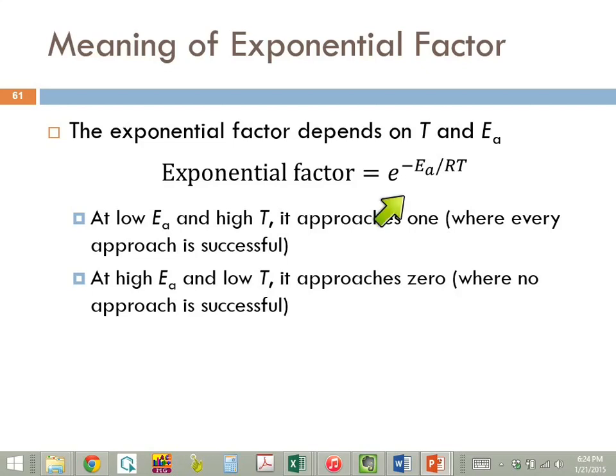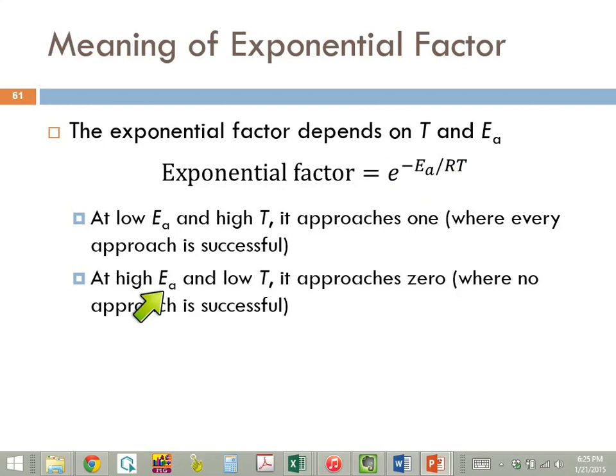So the exponential factor is this guy right here, e raised to the power of the negative of the activation energy divided by R and T. So the exponential factor depends on the temperature and also on the activation energy. If the activation energy is low and the temperature is high, this factor is going to approach 1 because the numerator is small and the denominator is large. As this goes to 0, e to the 0 is 1. The smaller this gets, the closer this is to 1.